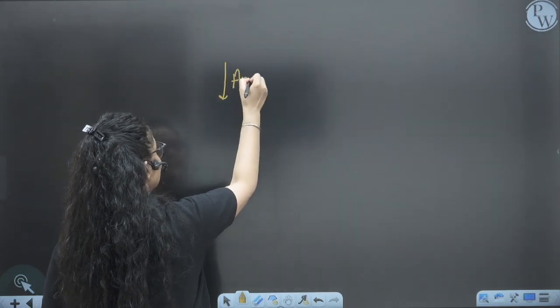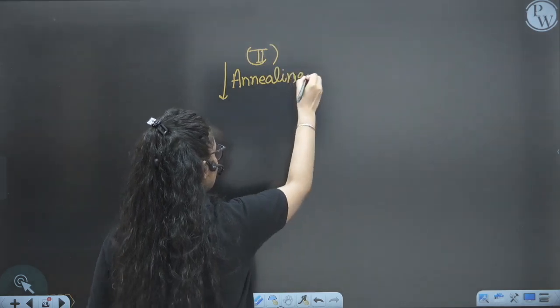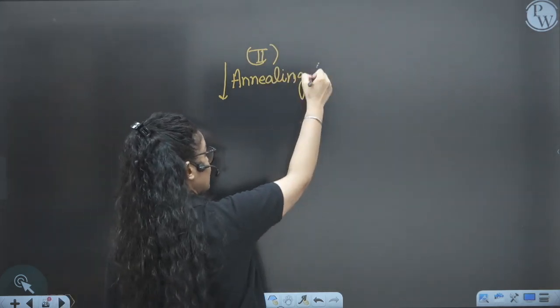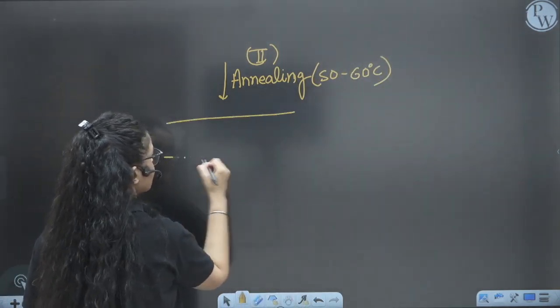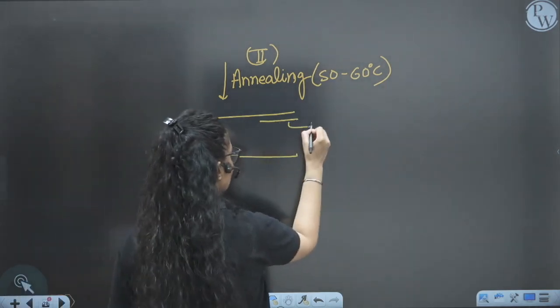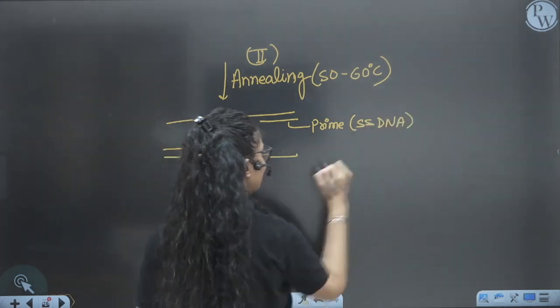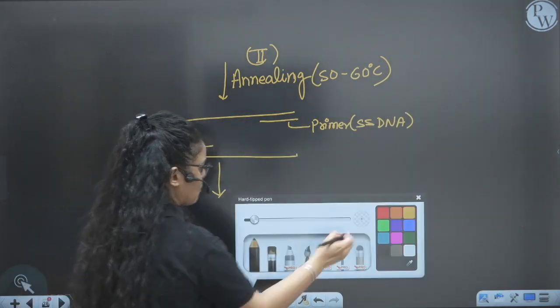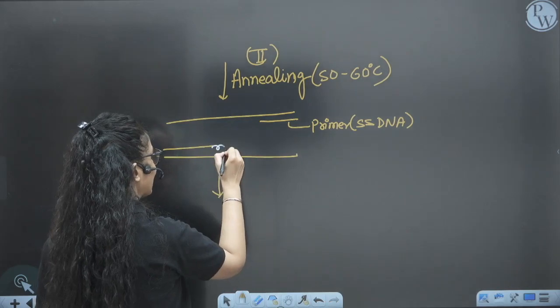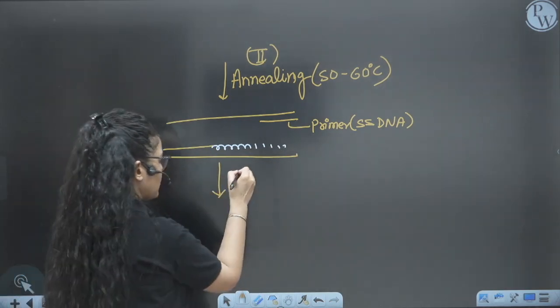Now after this, we will do the second step, that is annealing. Annealing actually requires 50 to 60 degrees Celsius. For that, we have to paste the primers. We have pasted the primer, which is the single-stranded complementary DNA, on both the sides, known as annealing. After pasting it, with the help of the DNA polymerase, we will extend it. We will add the nucleotides here, right?